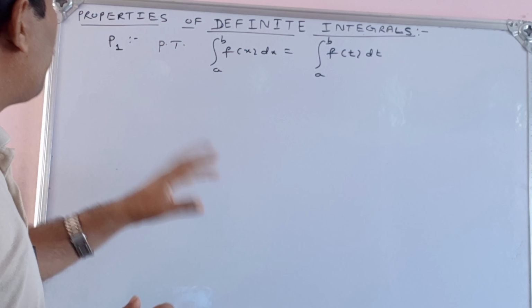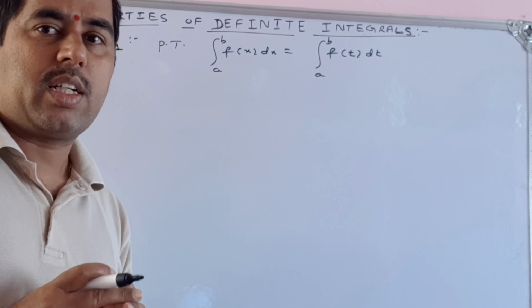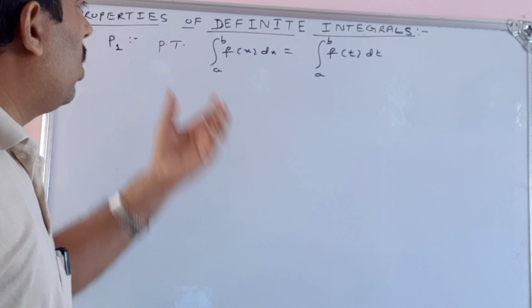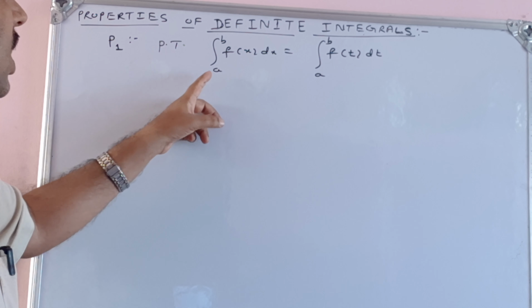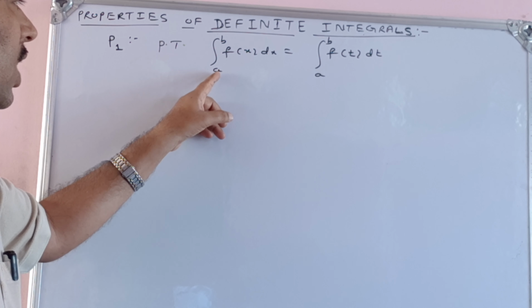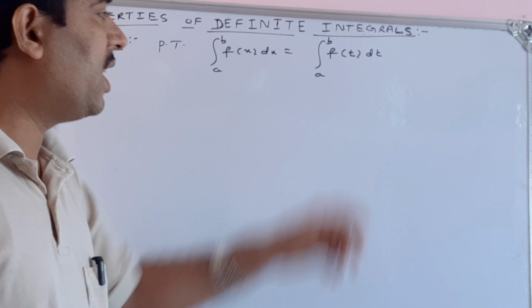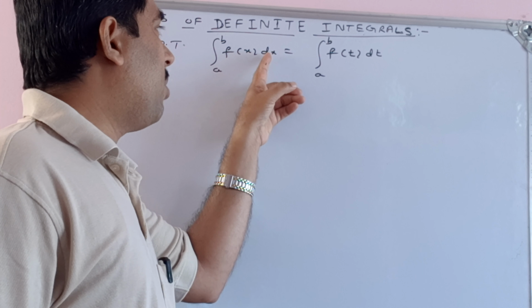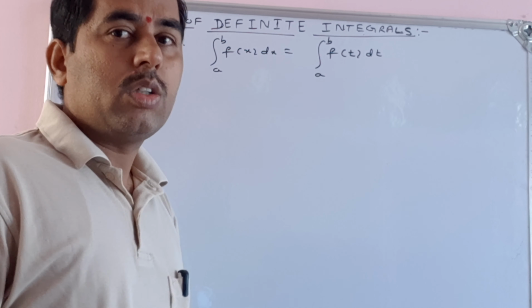These are all the properties related to definite integrals. By using these properties, we can integrate the given functions in a simple way. Let us consider the first property. Observe the integral on the left hand side, from a to b of f of x. On the right hand side, the integration from a to b of f of t dt. Observe the difference here. On the left hand side, the variable of integration is x, in dx. On the right hand side, the variable of integration is t.